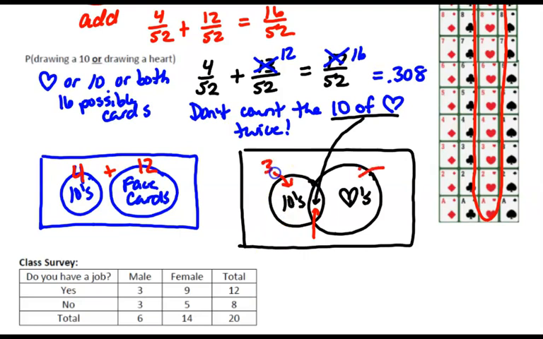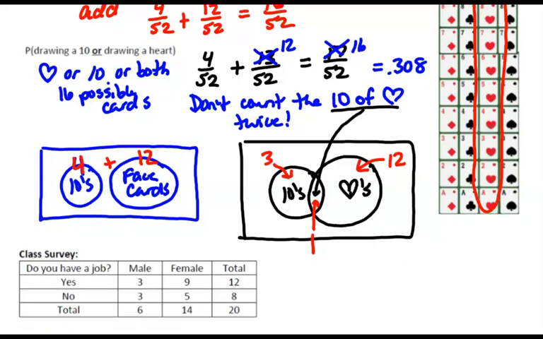And there are 12 other hearts. So we have 1 10 of hearts, 3 other 10s, 12 other hearts. If we add them together, 3 plus 1 plus 12 gives me the 16 altogether. Let's look at another example now using a chart here.